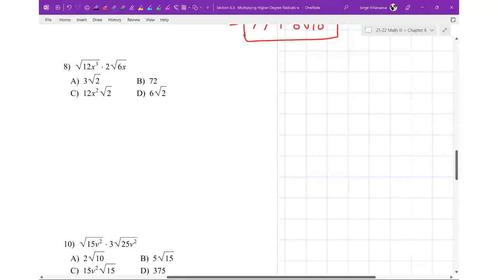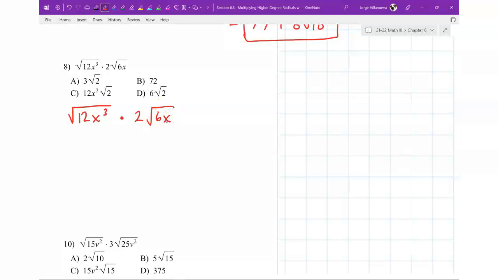So when you're doing these things, if you want to simplify first, you can. I usually tell people just multiply and then simplify later. But sometimes it's good to simplify first because it makes the numbers smaller. So let me show you what I'm talking about. 12x cubed times 2 square root of 6x. So that's what I have.